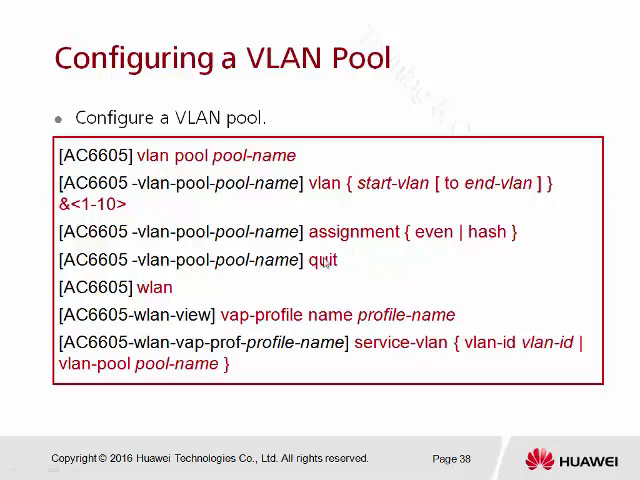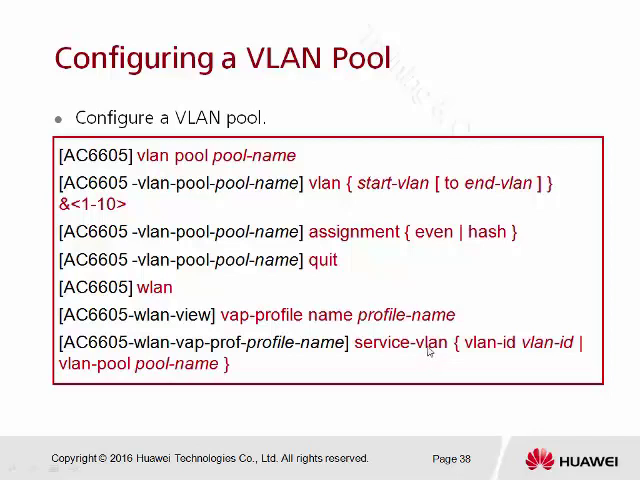Next, we can use the command quit to return to the system view, and type WLAN to enter the WLAN view to apply this service VLAN. From here, we are going to create the VAP profile. If it is your first time creating the VAP profile, you need to give it a name. The second time, you don't need to use the profile name anymore. We can just use the ID and configure the profile. So this is a VAP profile. We just use the command service VLAN.